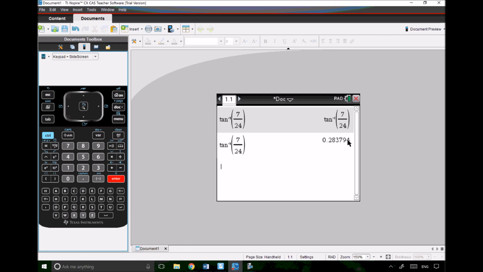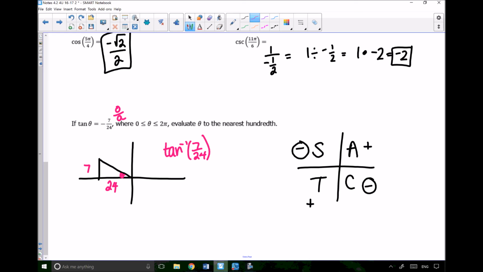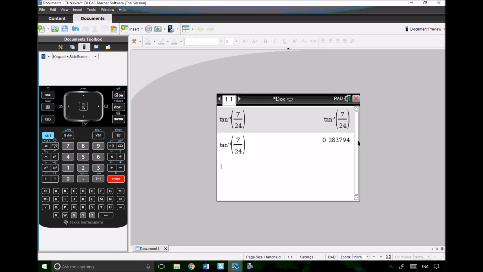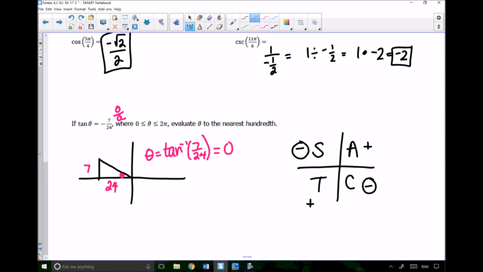Now be really careful. Your calculator needs to be in radian mode in order for this to work for you. If not, it'll give you an answer in degrees. So you need to change your mode into radian to get the right answer. So that means that theta could be 0.28. Okay, so we figured out that theta could be 0.28.